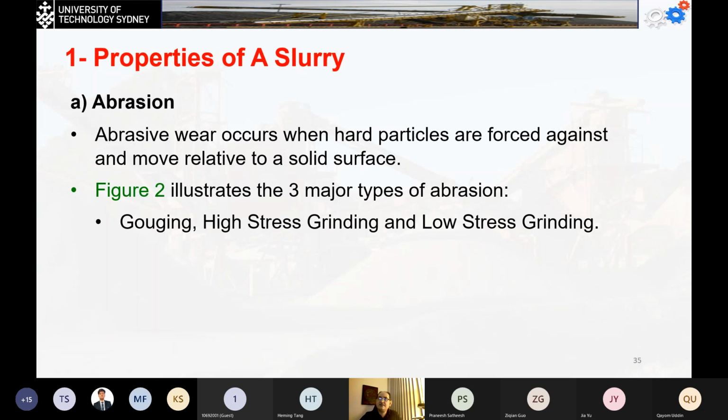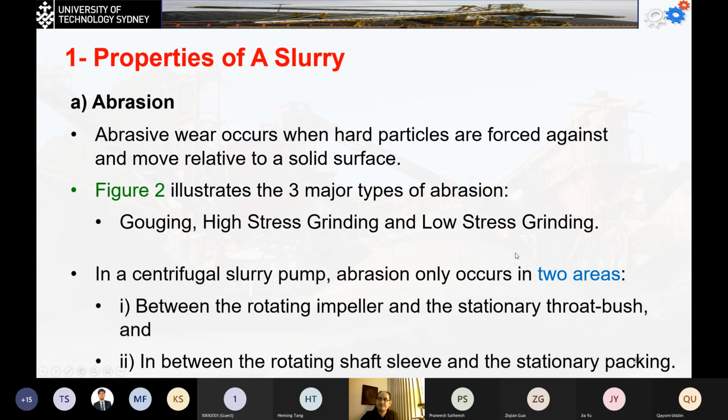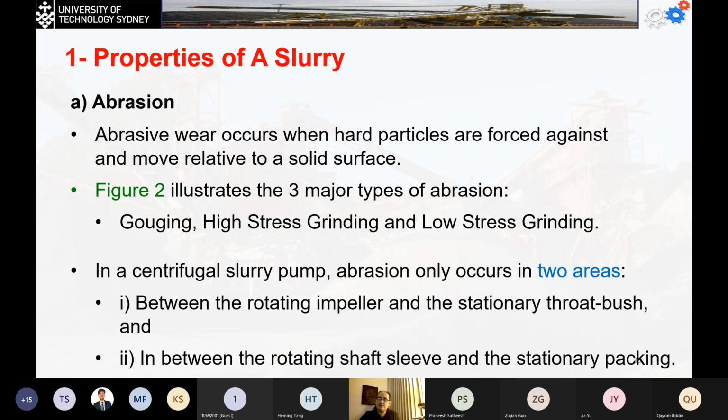So we're going to see the next figure. There are three major types of abrasion: gouging, which is the mildest one, just touching the surface, or we can have high stress grinding and low stress grinding. In centrifugal slurry pumps, abrasion only occurs in two areas. First, between the rotating impellers and the stationary throat bush, and second, between the rotating shaft sleeves and the stationary packing.